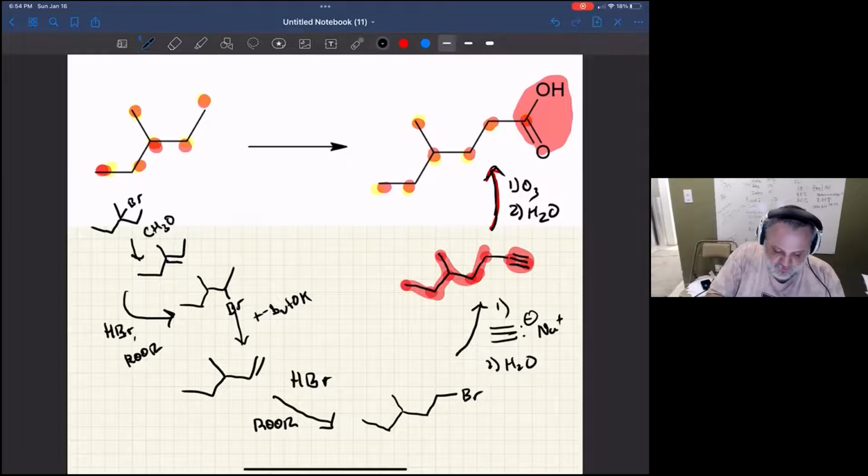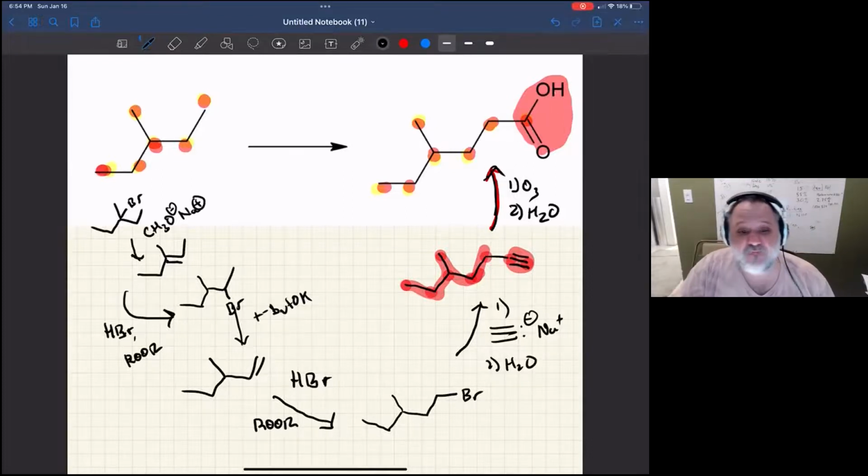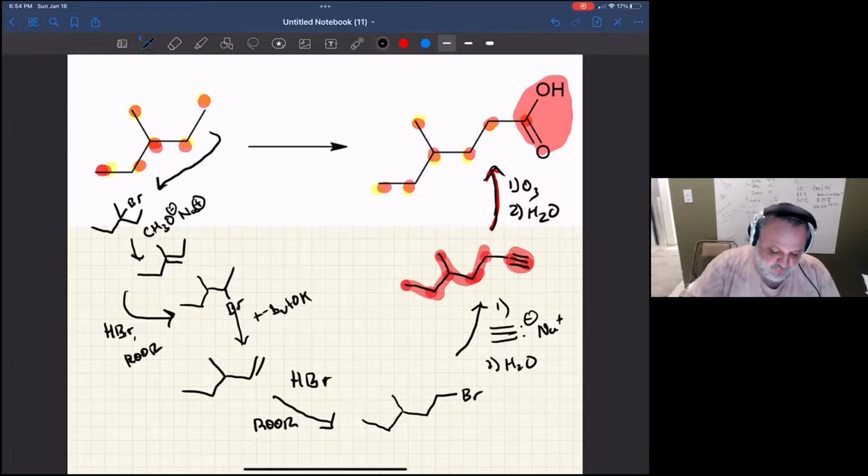We want to use a small base because we want the Hoffman product in this case. Excuse me. We want the Zaitsev product in this case. We want the more substituted alkene. And then I can get to this product with radical bromination. And so that's a lot of steps, but we got radical bromination. That's from the radical chapter.